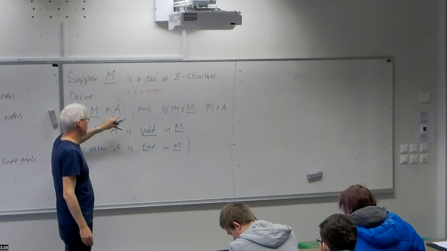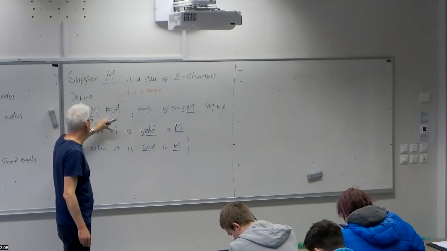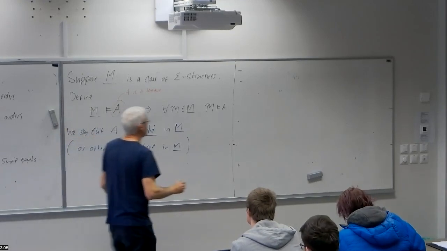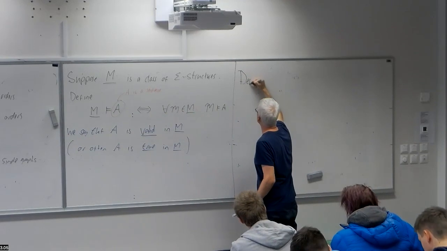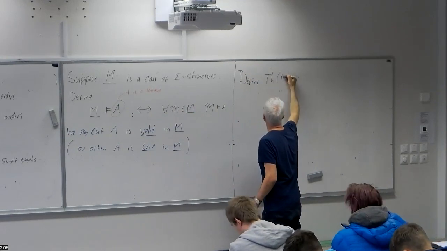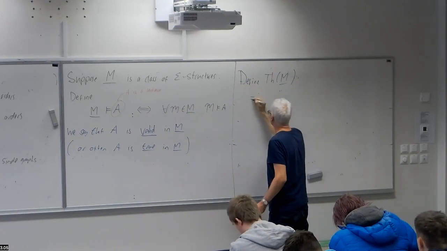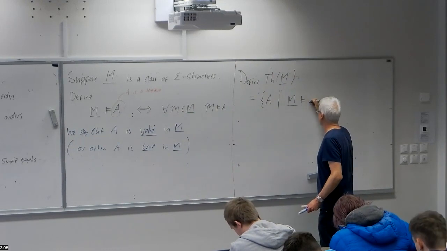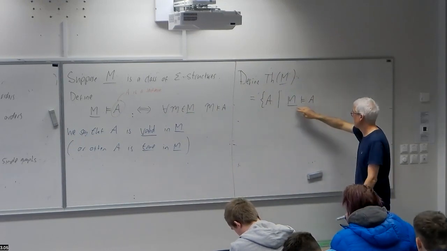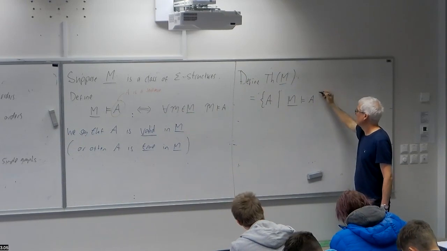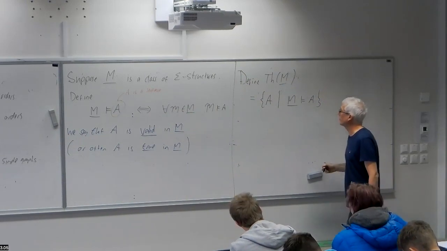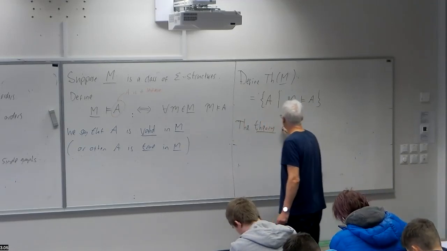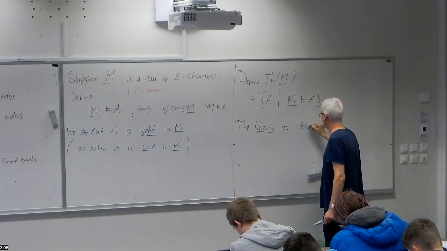And just like we defined the theory of an individual structure, we're going to define the theory of a class of structures. Maybe I can fit it back here and define the theory of a class of structures to be a set of sentences A such that A is valid, to be pedantic and correct, A is valid across the class of structures M. So this is the theory of the class of structures M.